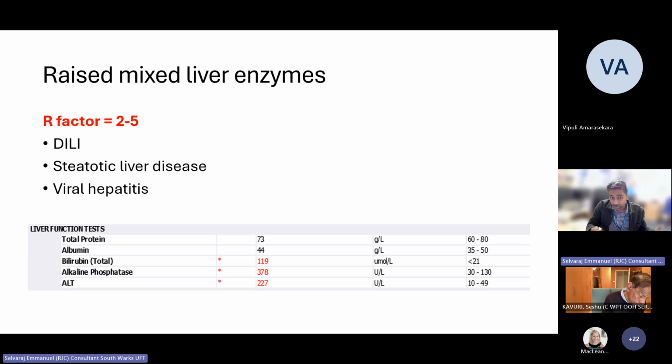For example, drug-induced liver injury, which is the most common cause for mixed liver enzymes, can start off being hepatitic, and then very often it becomes more cholestatic, particularly with flucloxacillin and clindamycin, for instance. This is an example of a patient who was on both flucloxacillin and clindamycin for a soft tissue infection. You can see that it's a mixed picture of cholestatic and hepatitic. She started off being more hepatitic and then went towards a more cholestatic picture, but not to this level. Steatotic liver disease can also cause mixed liver enzymes, and viral hepatitis as well.